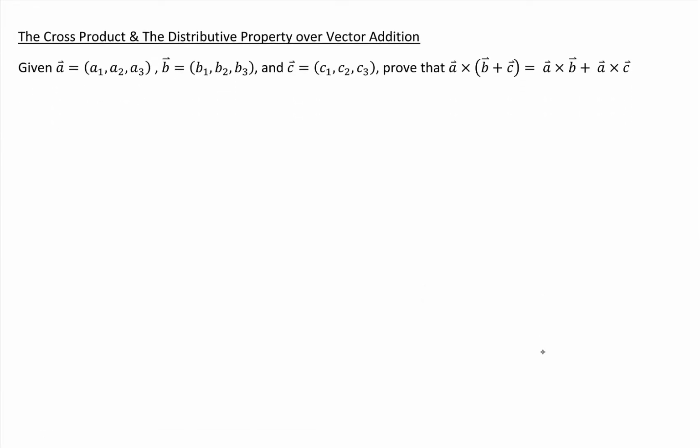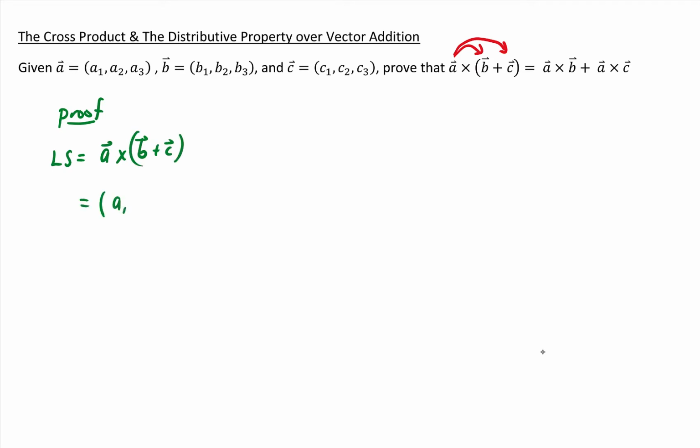The next part we're going to look at are some proofs. So given vectors a, b, and c with the following parameters, prove that a cross (b plus c) is equal to a cross b plus a cross c. We're going to try to prove if the distributive property holds for the cross product. So for our proof, I'm going to start with the left side. I'm going to start with a cross (b plus c).